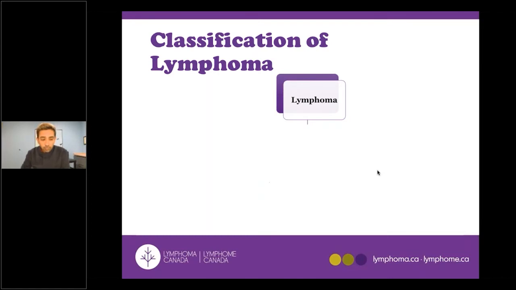Now, B cell lymphomas account for about 85% of all cases of non-Hodgkin's lymphoma, whereas T cell lymphomas only account for about 15%. So T cell lymphomas are quite rare in comparison to B cell lymphomas.